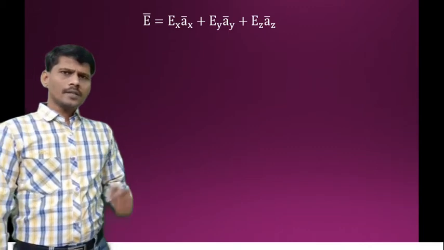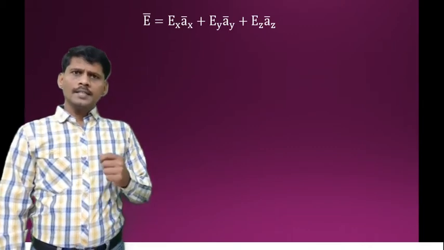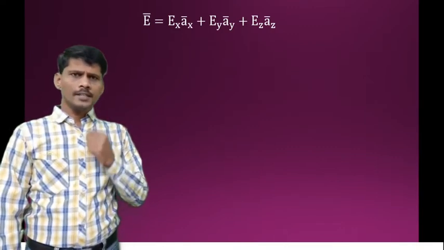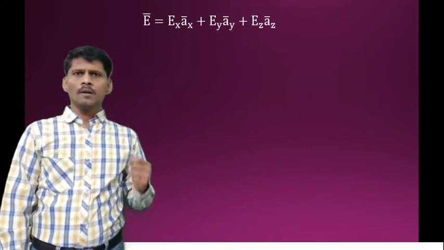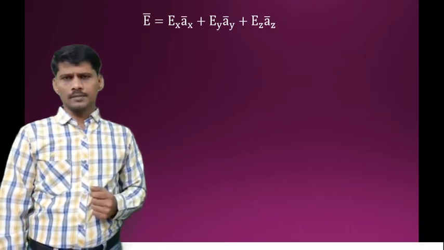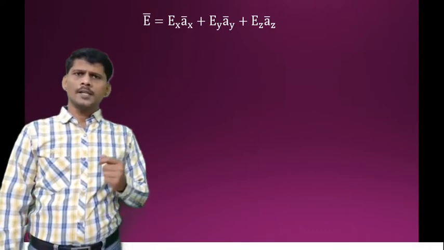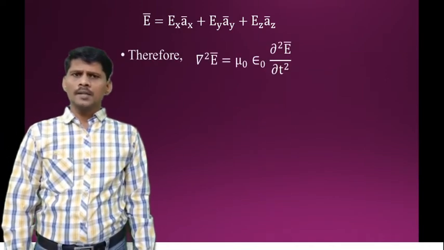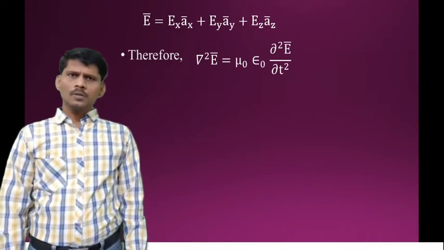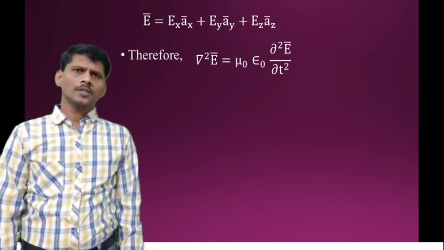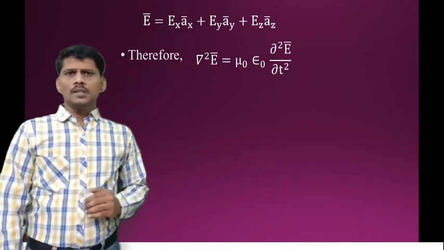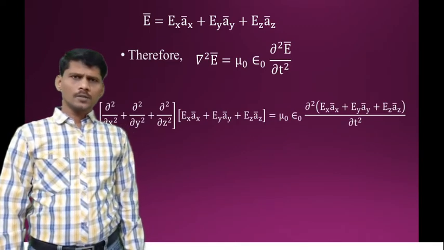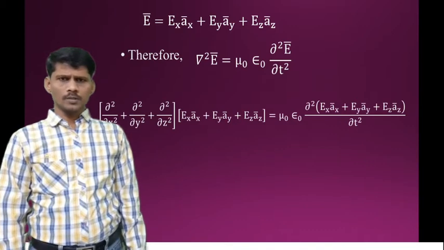We know that the vector form of the electric field intensity is Ex ax bar plus Ey ay bar plus Ez az bar, where Ex, Ey and Ez are the components or amplitudes along x direction, y direction and z direction, and ax bar, ay bar and az bar are the unit vectors in x, y and z direction. So that is the vector form of the electric field intensity. Substituting the del square value and the vector form of the electric field intensity into the free space electromagnetic wave equation, we get del square, that is dou square by dou x square plus dou square by dou y square plus dou square by dou z square, into E bar.